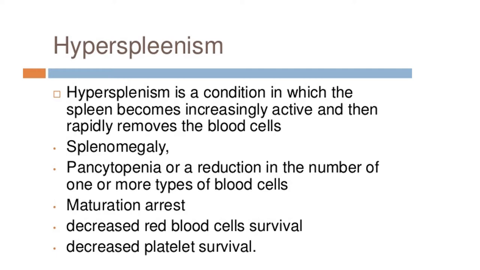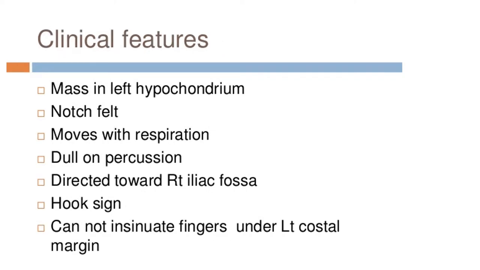The size of the spleen does not matter. A minimally enlarged spleen can cause hypersplenism, and sometimes massively enlarged spleens do not cause hypersplenism. Hypersplenism exams ka ek viva question hai, what is hypersplenism? Hypersplenism is a decrease in the cell lines, at least two in number, due to the spleen in the presence of normal bone marrow. Clinical feature is a mass in the hypochondrium.